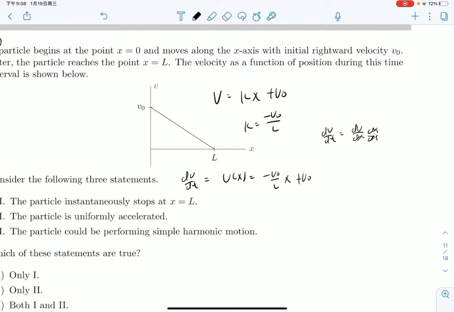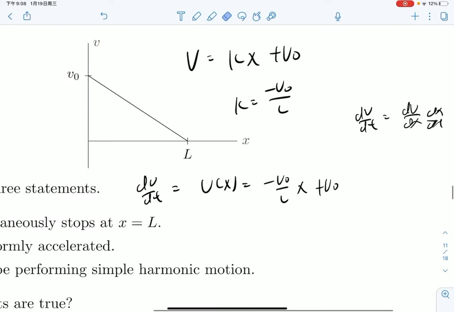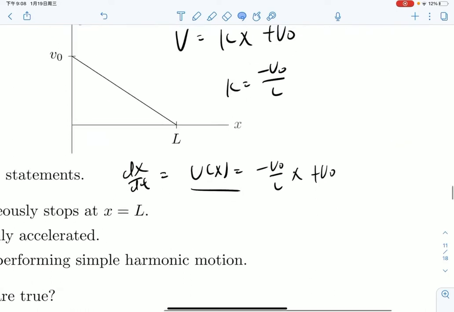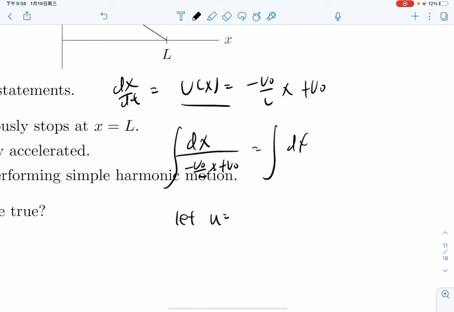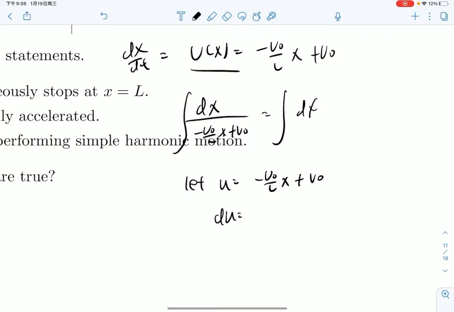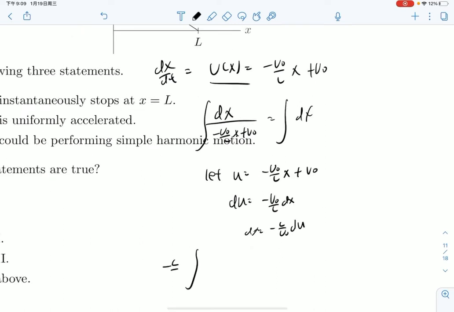Wait, let me see. This is velocity, which is dx/dt. So now you have dx divided by (v0 L x plus v0) is equal to dt. If you take the integral and let u equal v0 divided by (L plus v0), you can see du is equal to negative v0 L dx. So dx is equal to negative L v0 du, and you will have L v0 times du divided by u is equal to t.